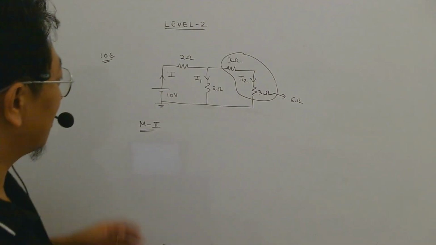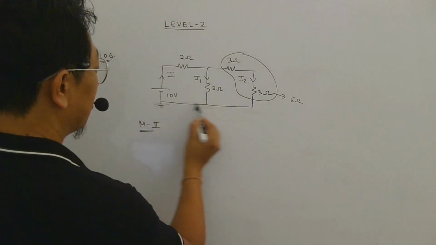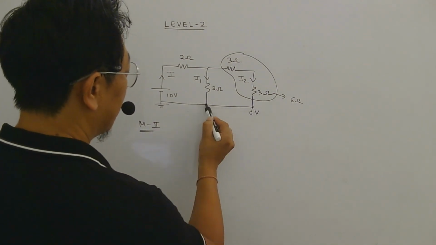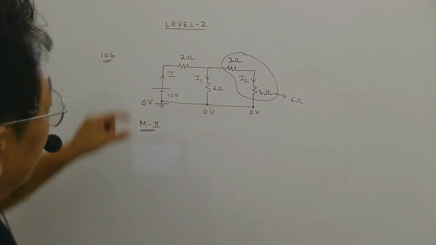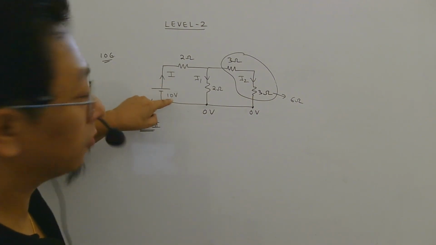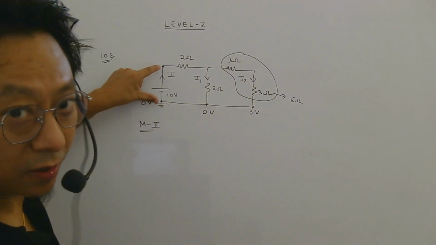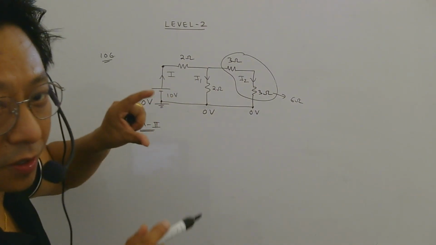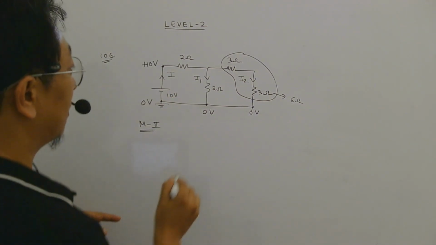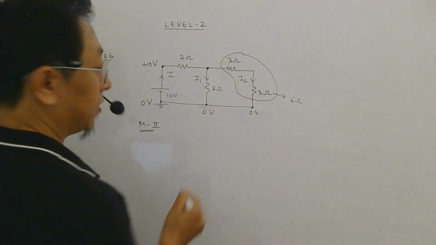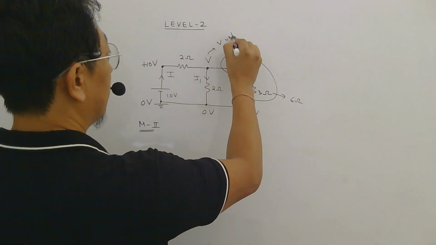Okay. So another method to find this is to understand that all these points will be at the same potential, isn't it? So if I call this point 0 volt, this will also be 0 volt, this will also be 0 volt, right? But here the potential difference is how much? 10 volt. That means this point is at higher potential than this point by 10 volt. Difference is 10 volt, right? So if this is 0 volt, this should be plus 10 volt, isn't it? And this point, we don't know the potential. Let us assume this point is V volt. So this is V volts. Okay.